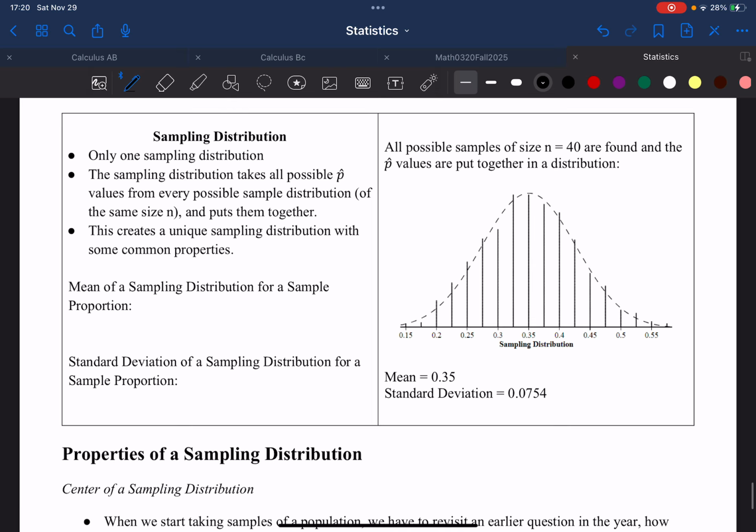Then we have a sampling distribution. There is only one sampling distribution, just like there is only one population distribution. The sampling distribution takes all possible p hat values from every possible sample distribution of the same size n and puts them together. This creates a unique sampling distribution with some common properties.